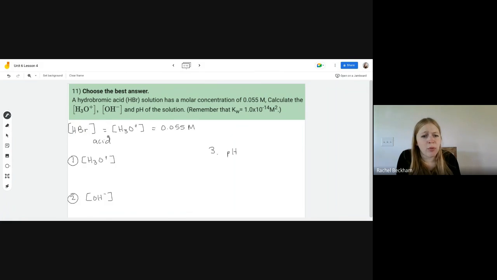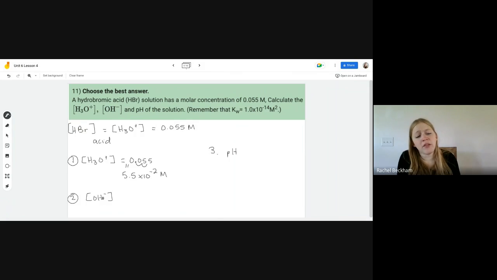Well, for H3O plus, we already have the answer. It's 0.055 because HBr is an acid. They may want you to put it in scientific notation. If so, we can shift it over 2 times to make it 5.5 times 10 to the negative 2 M as our answer. Either way, these are the exact same numbers, okay?